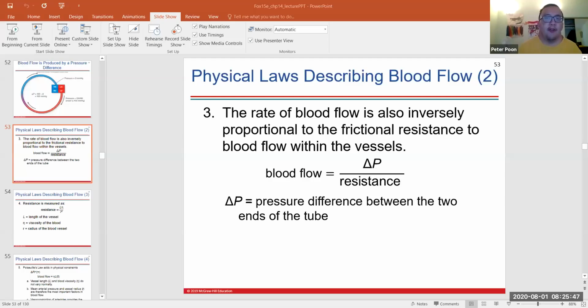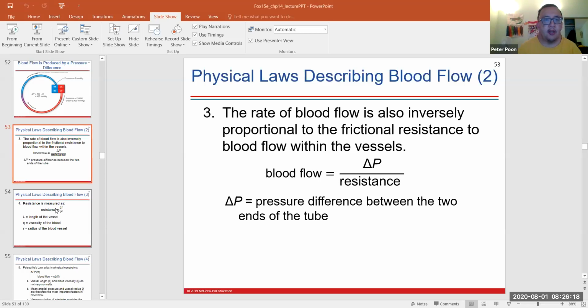Okay, chapter 14, part 2. So, the physical laws describing blood flow. This is not just blood flow, this is any fluid flow. The difference between the pressure on one end of the tube versus the pressure on the other end of the tube, divided by the resistance. So if there was no difference in blood pressure between one end and the other, there's no flow. Okay, all right.